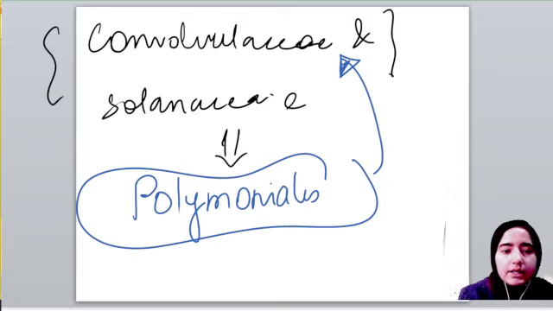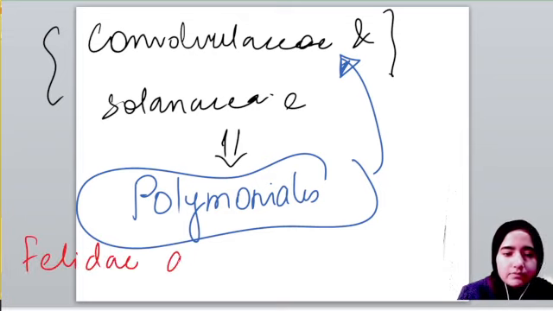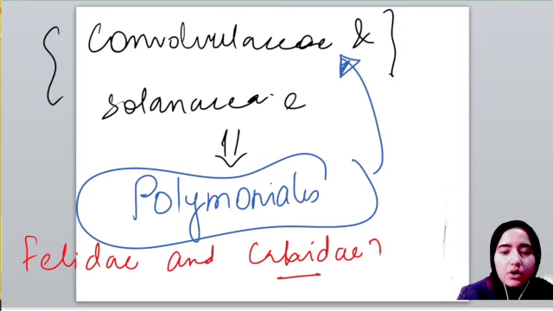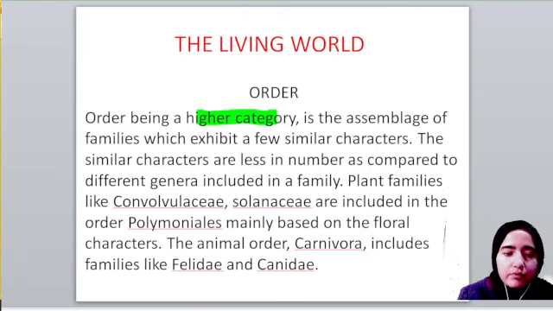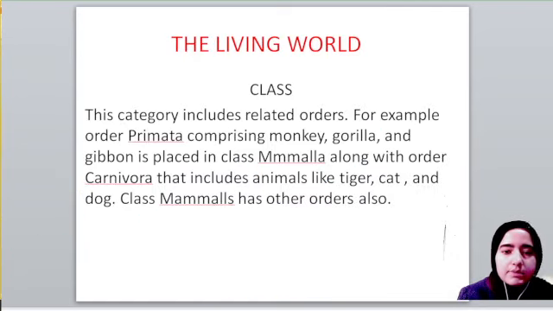Similarly, as I earlier mentioned, Felidae and Canidae, right? Felidae includes cats, Canidae includes dogs. They are put under which order? They are put under order Carnivora, okay. I hope this concept is clear.